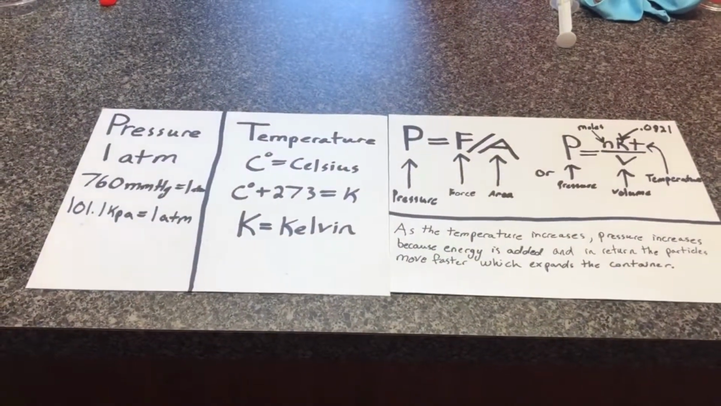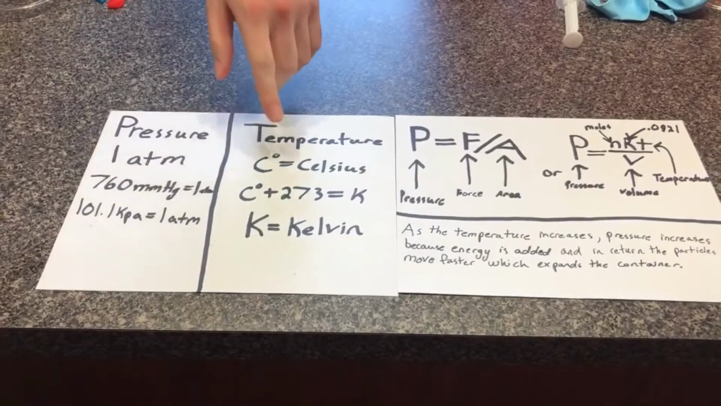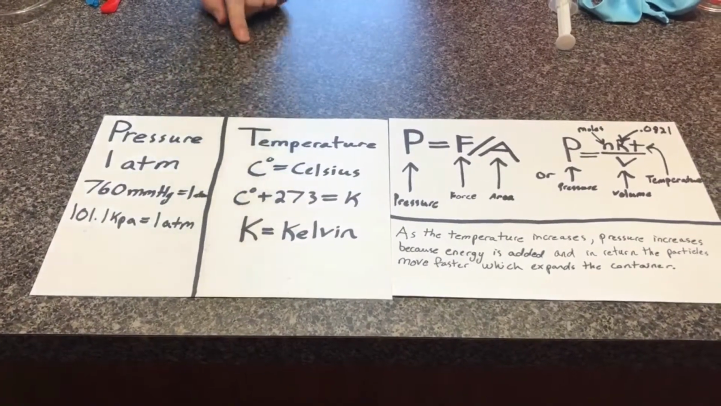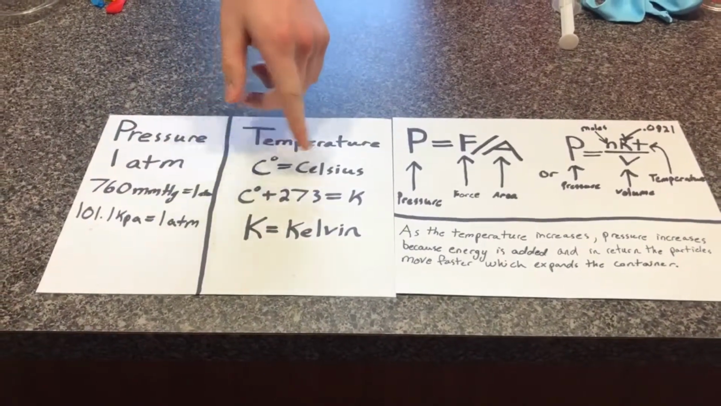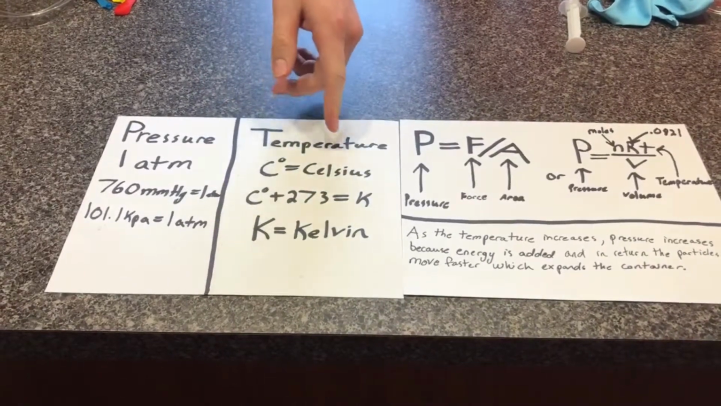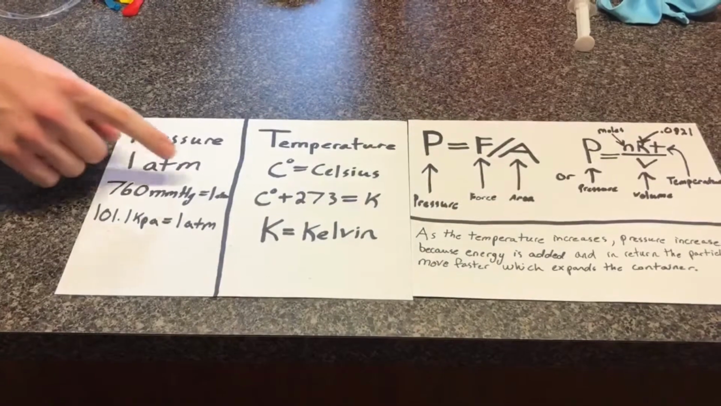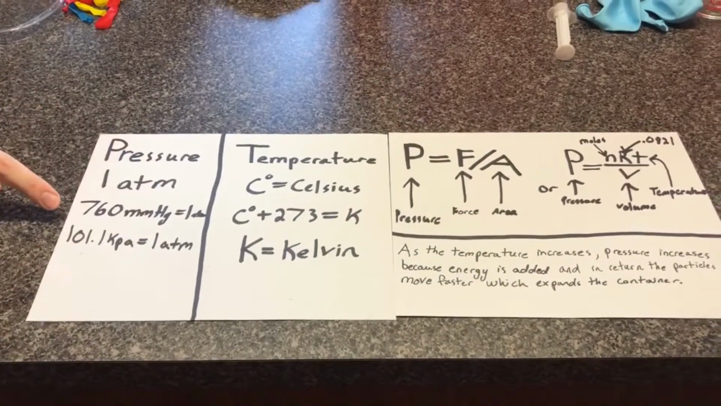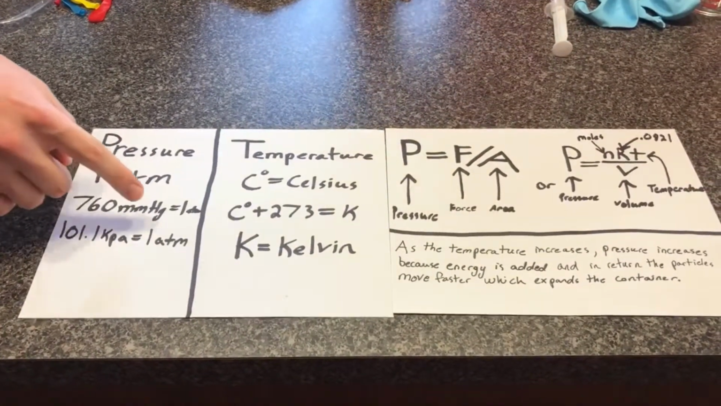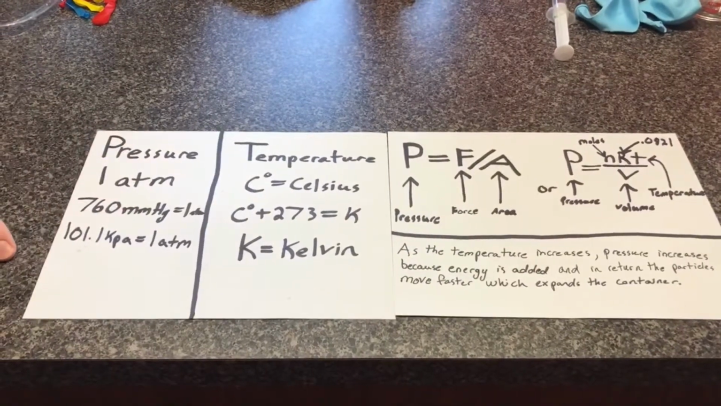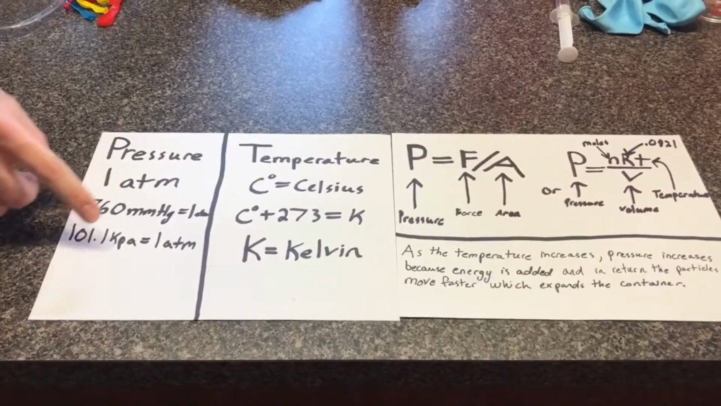And the units for temperature are degrees Celsius and Kelvins, and how you convert degrees Celsius to Kelvins is just add 273. And the units for pressure are 1 atm, which is equal to 760 millimeters of mercury, which is equal to 101.1 kilopascals.